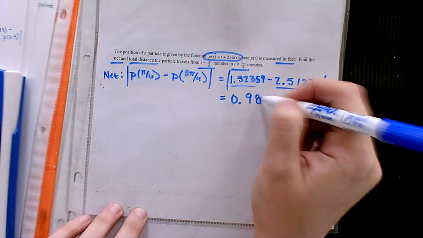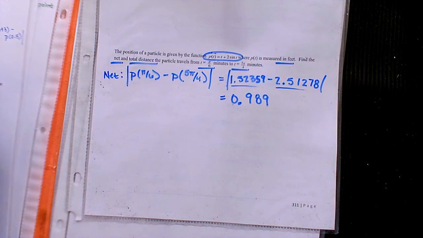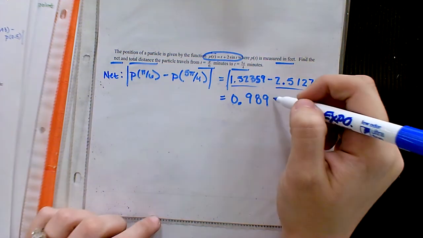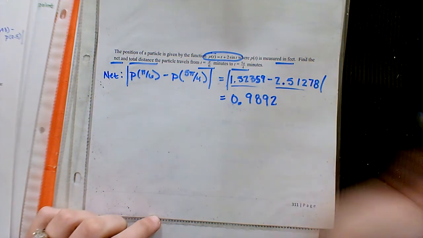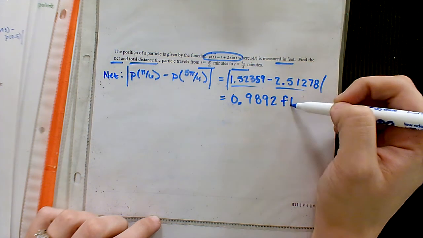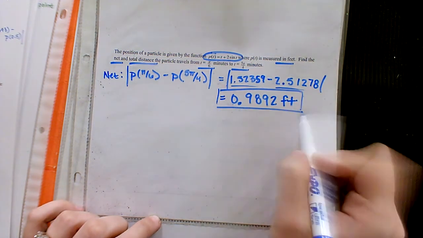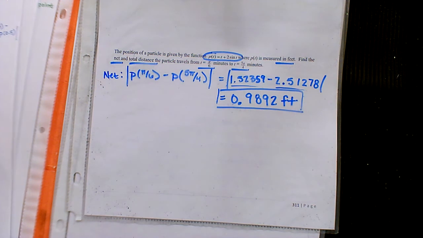So 0.989, you can chop it to 1 or round to 1. Truncate or round, doesn't matter. Units would be feet. All right, so if we strictly look at beginning point, ending point, this was our displacement.